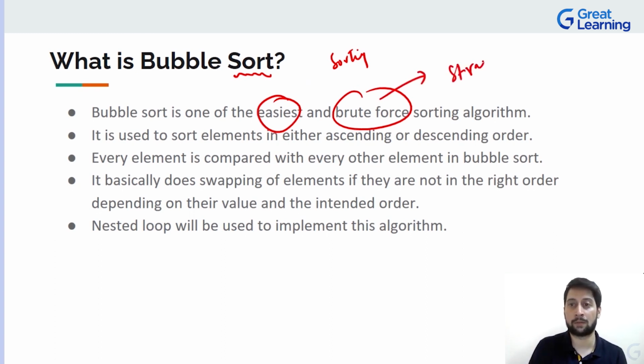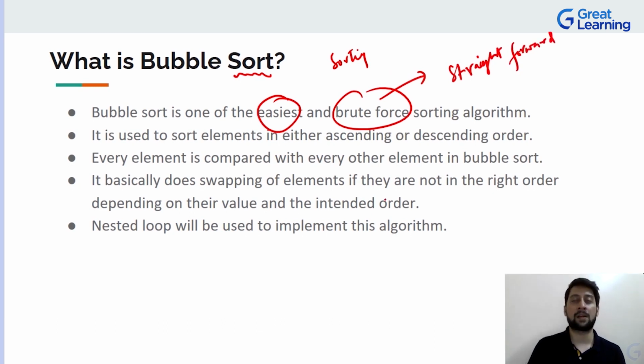It means straightforward, right? So it is a straightforward algorithm wherein we will be comparing the first element with every other element in the array, right? With this, we can either sort our array in ascending order or in descending order.